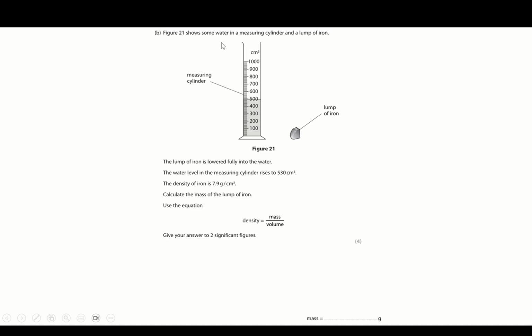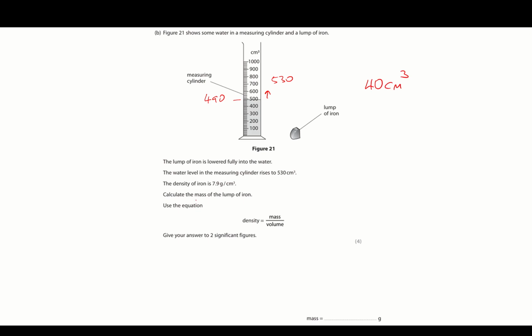Next one, figure 21, so it shows some water in a measuring cylinder and a lump of iron. So I'm going to lob that in there. The water will rise, we'll get the volume. It says the water level in the measuring cylinder rises to 530. So it's about reading that scale carefully. That's starting at 490 and it's going to rise to 530. So that's going to give us a change of 40 centimetres cubed.